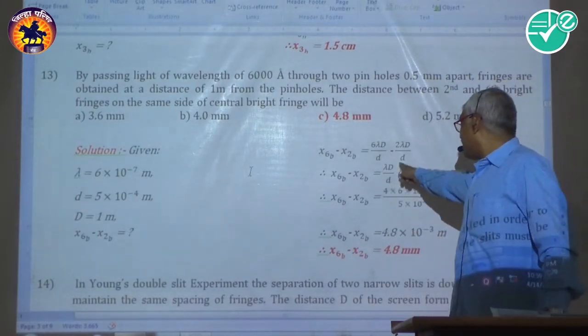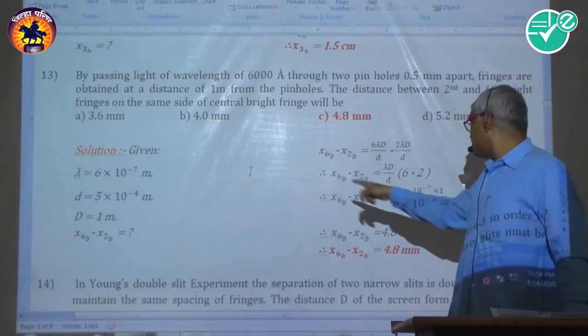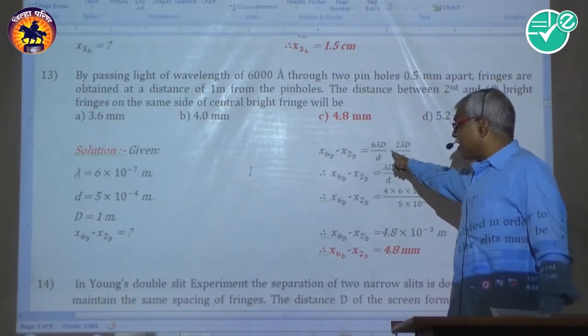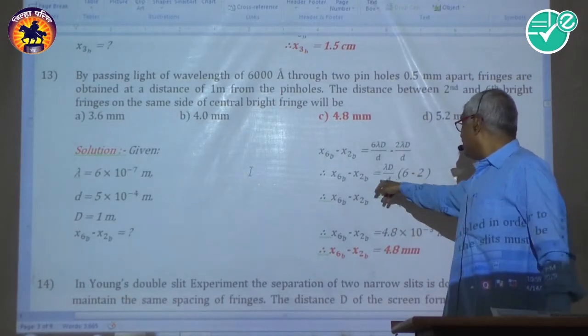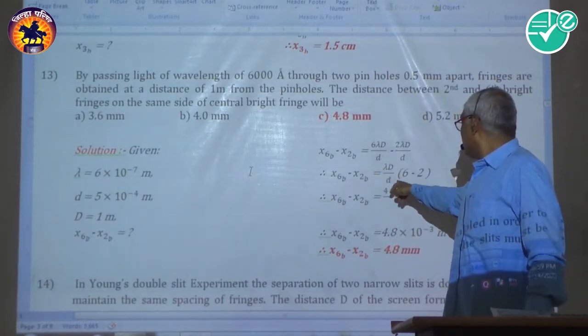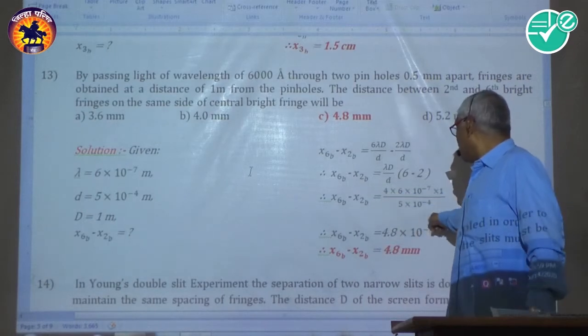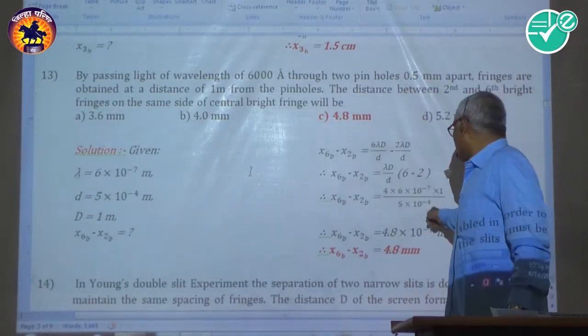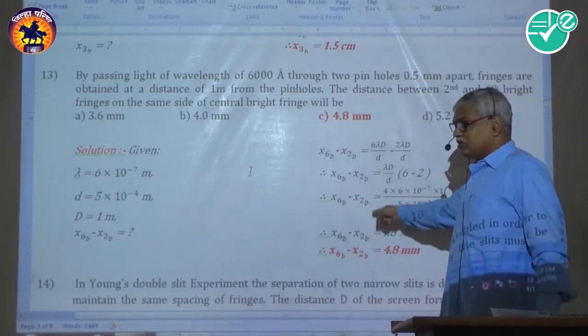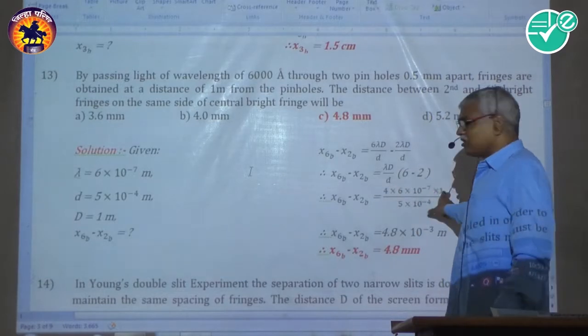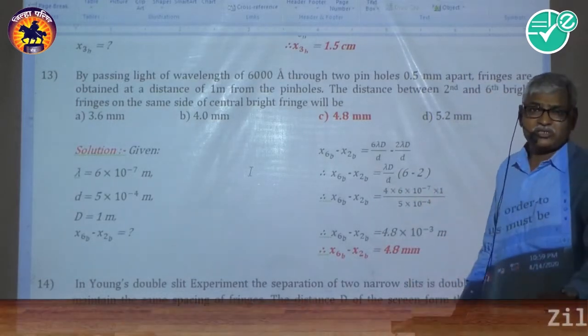Put the values of lambda and D and small d, that is lambda 6 into 10 to the power minus 7, capital D 1, 6 minus 2 as 4, divided by small d, 5 into 10 to the power minus 1. Now calculate this. These are simple calculations.